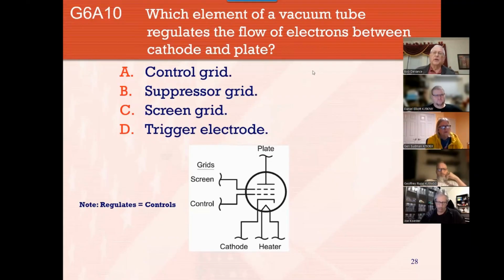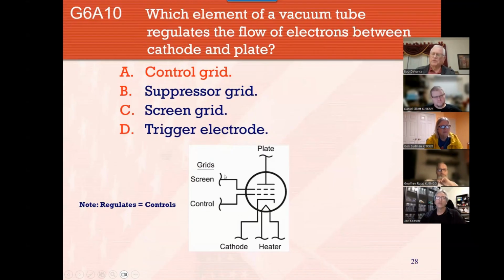So in the question, you notice it says, what regulates the flow? Consider the control grid as one that regulates, if that'll help you remember it. Regulates and controls is the same thing. So the control grid is going to control the flow of electrons across the tube from cathode to anode, or from the cathode to the plate. All righty. So it's the control grid.